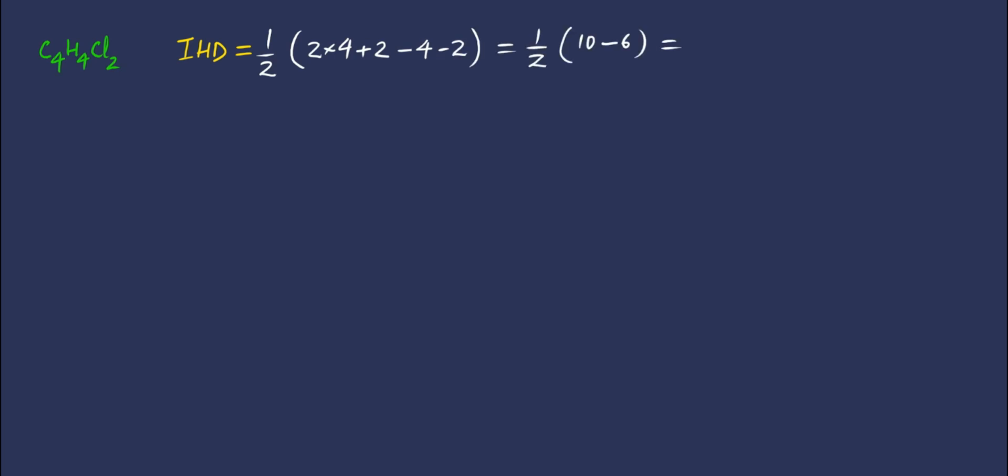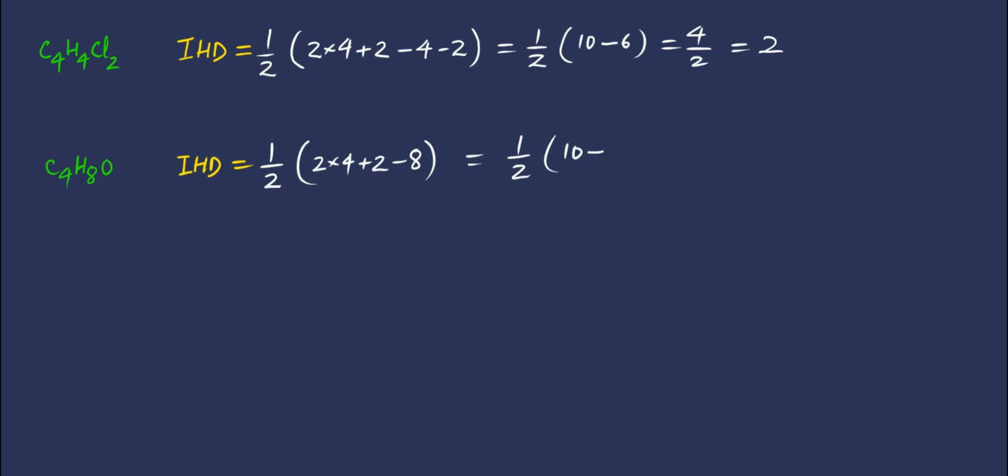Let us now try calculating IHD for given molecular formulas. Take C4H4Cl2, IHD equals half of 2 times 4 carbons, plus 2, minus 4 hydrogens, minus 2 chlorines. This equals half of 10 minus 6, which is 4, divide by 2, equals 2. For C4H8O, IHD equals half of 2 times 4C, plus 2, minus 8 hydrogens. Which gives IHD equals 1.